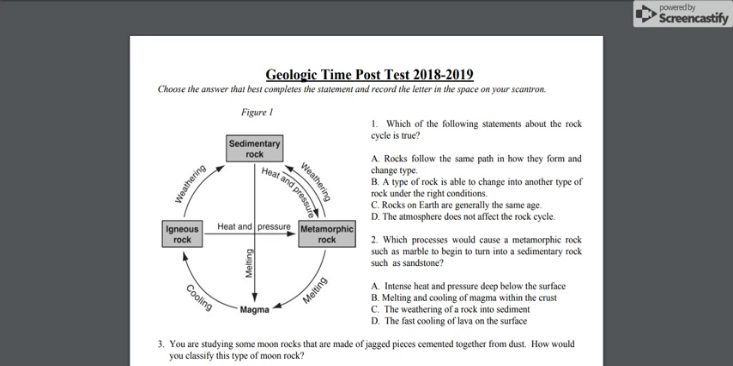For the questions 1 through 29, you're going to choose the answer that best completes the statement and record the letter in the space on your Scantron.